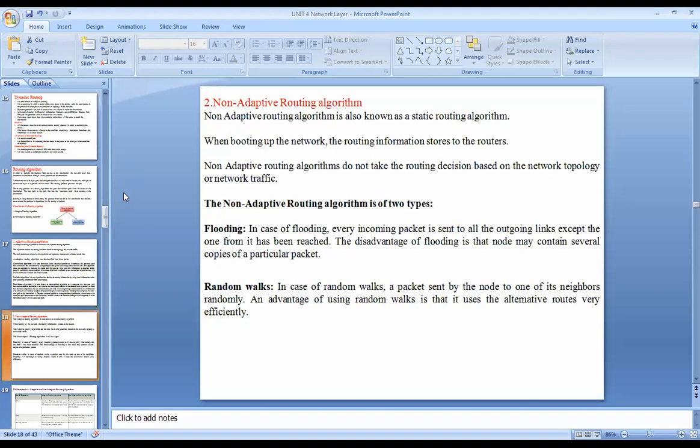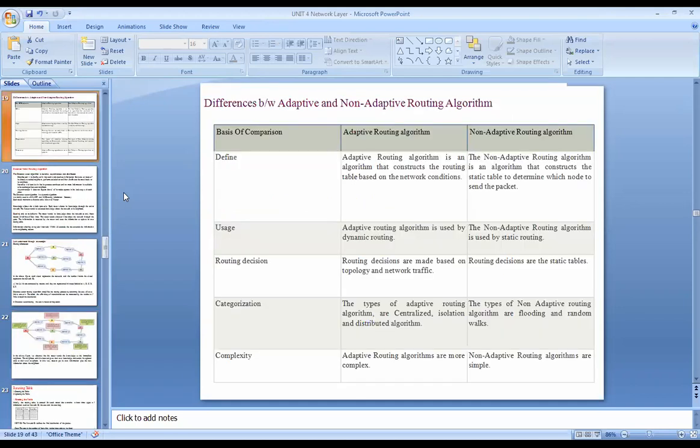In a random walk, an alternative link is there. We can take an alternative path to reach a destination, but you have to search in that particular random walk. The packet is sent by a node to one of its neighbors randomly. Randomly the packet is moved, and in that time the random choice takes the alternative routes. This is the non-adaptive routing algorithm.